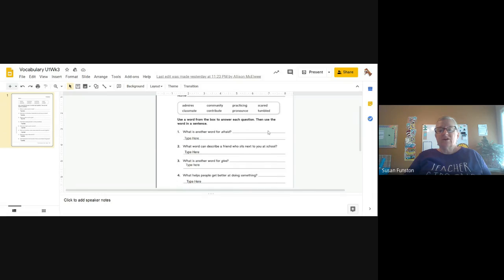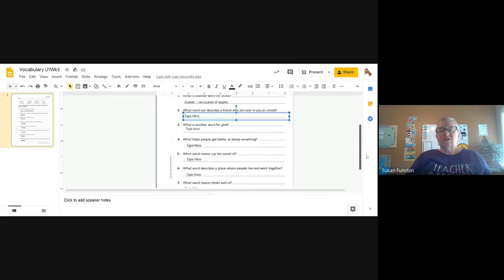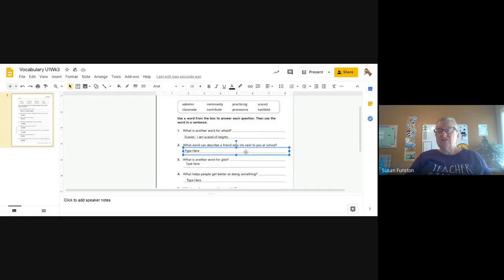I'm going to type scared in the box. Maybe I don't have a box there. So I'm going to come to here. I'm going to backspace my type here, and I'm going to write scared, because that is my word for afraid. But then I need to use that word in a sentence. So I might say, I am scared of heights. I don't like high places. That's true. In fact, I don't like high places, and I am a little scared of heights. So you are going to continue to do the next 7 on your own. What word can describe a friend who sits next to you at school? So first you're going to type the word, and then you're going to use that word in a sentence.